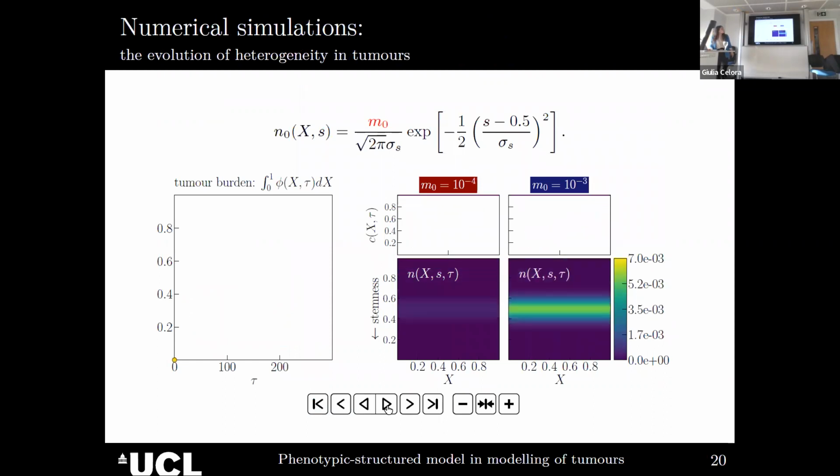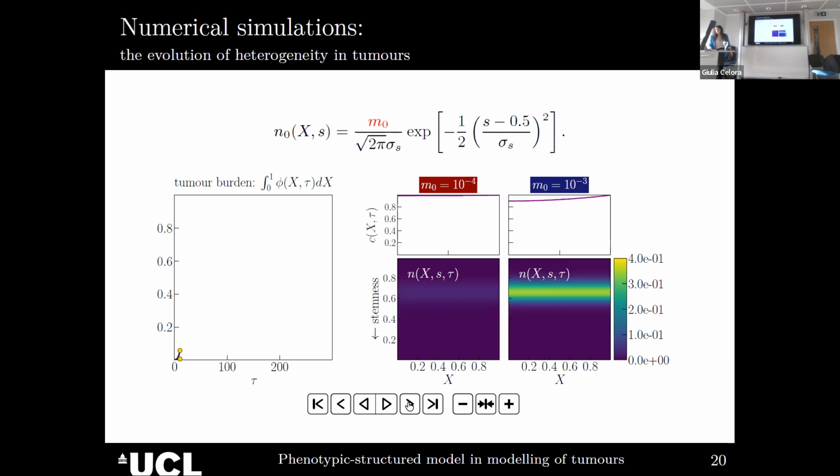So what you're going to see here is a set of two simulations. All parameters are exactly the same. What we change is the initial condition, and particularly we change the initial mass of the tumor. So we have a smaller tumor on the left, a slightly larger tumor on the right. Everything else in the initial condition is the same. On the left, you're going to see the evolution of the total mass of cells, the total mass of the tumor. And on the right, you see the oxygen distribution on the top and the local phenotypic distribution on the bottom.